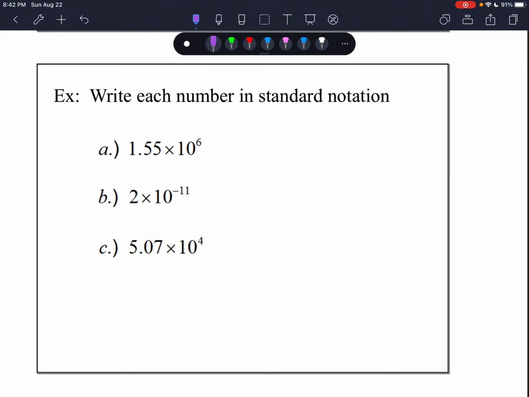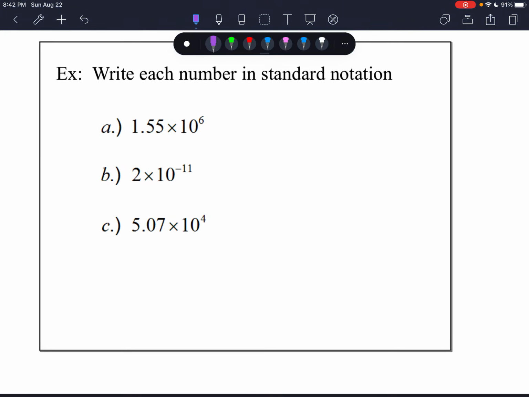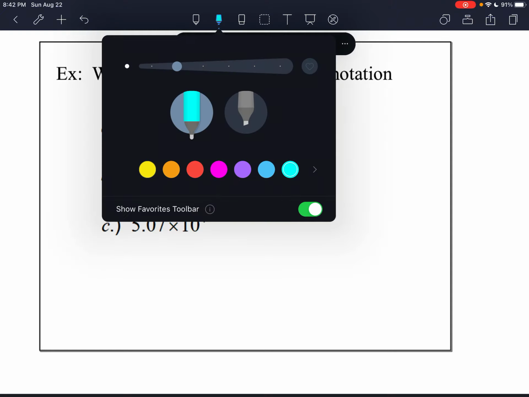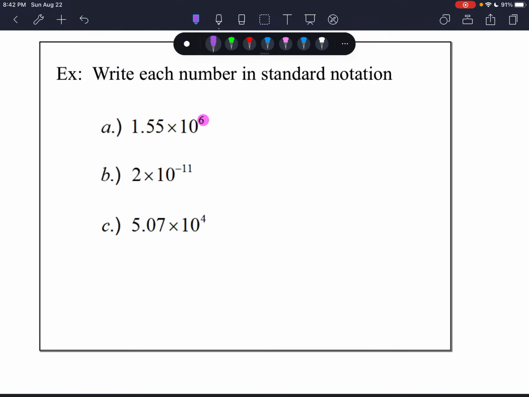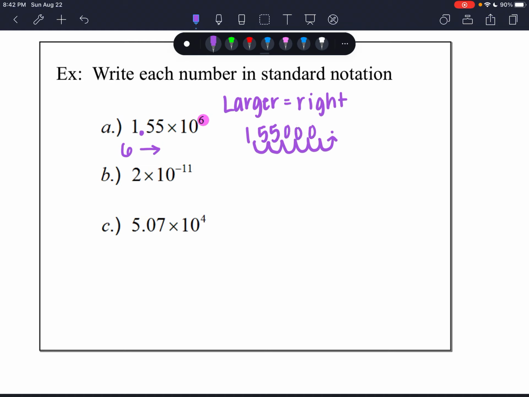So let's apply this to some examples. My first one, 1.55 times 10 to the 6th. I have a positive exponent here, which means that my number should become larger, indicating that my decimal movement should be to the right. So the decimal in 1.55 is going to move to the right 6 places. So let's rewrite this over here where I have some space. I'm going to take this decimal, move it once, twice, 3 times, 4, 5, 6 times to the right. And all of these empty place values are going to be filled with zeros.